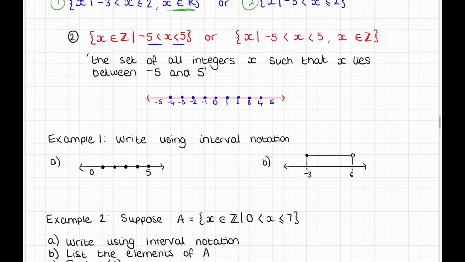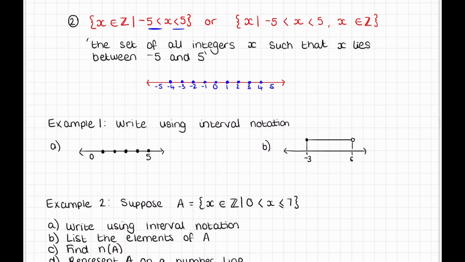All right, let's have a look here. We've got a few examples of just practicing writing in notation. So the first one, write using interval notation. We're always going to start with our bracket, and we're going to say that x is an element of. Now we need to decide, is it real numbers, integers, natural numbers?